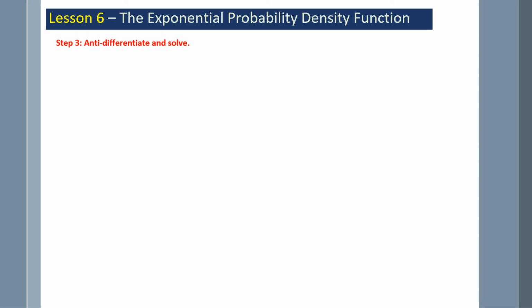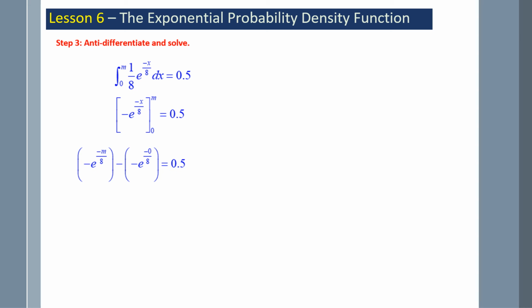Step 3, anti-differentiate and solve. As a definite integral, we need to solve for the upper boundary m. The first step is to integrate or anti-differentiate, which is negative e to the negative x on 8. Now our lower boundary is 0 and our upper boundary is m, and this is all going to equal 0.5. So let's set that up, in terms of our lower boundary, subbing in a 0, and our upper boundary, which is an m. Now e to the 0 is 1, so you're going to have minus negative 1, which is plus. So we have negative e to the negative m on 8, plus 1, equals 0.5.